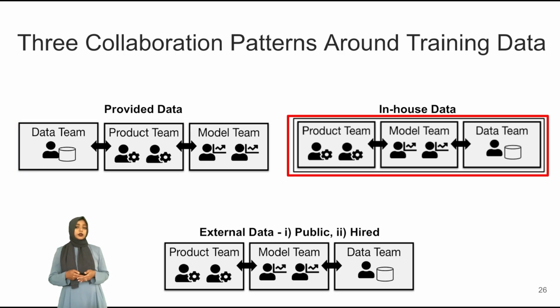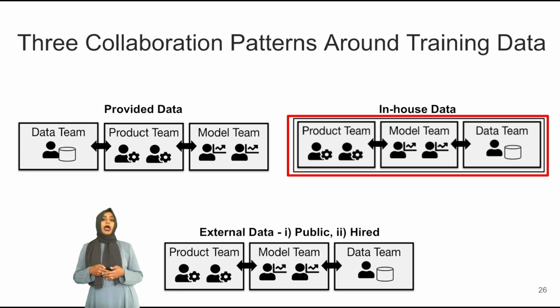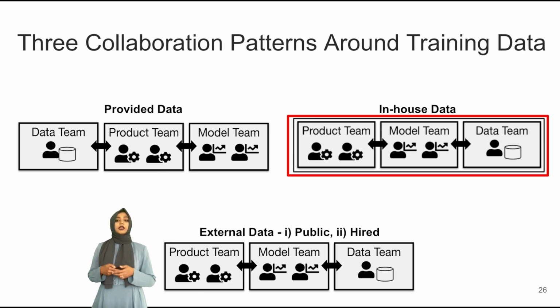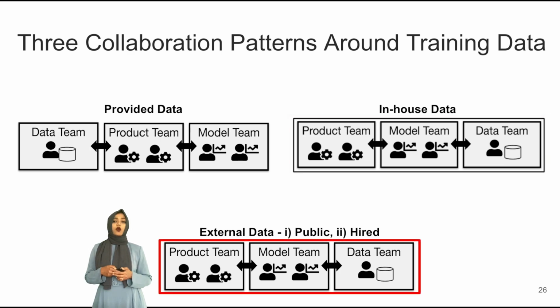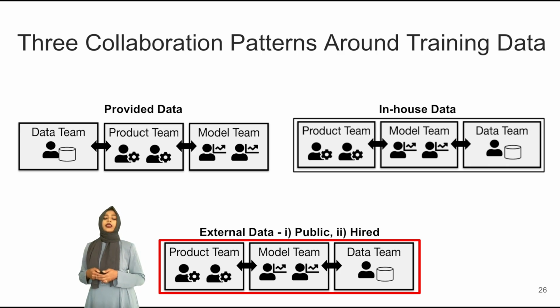For the organization using in-house data, they often have an internal data team who manages and maintains the existing data of the organization. Here, the model team communicates with the data team to gather the data that they need for building the model. The teams using external data are one of two kinds. Either the model team can get data from a public source without having any influence on the data team, or they can hire an external data team for themselves to gather the data.